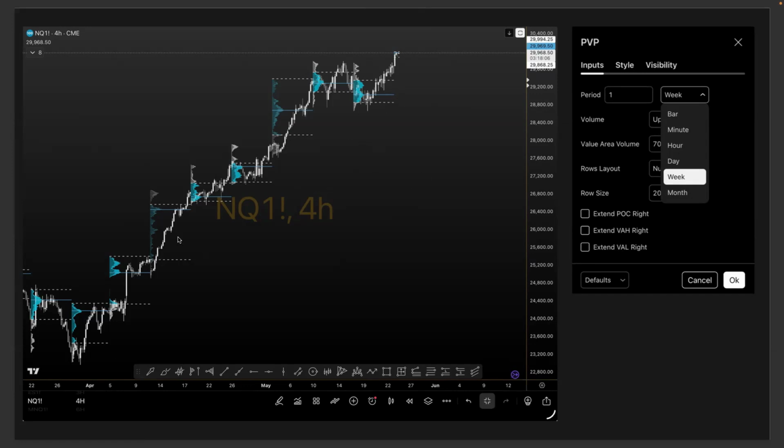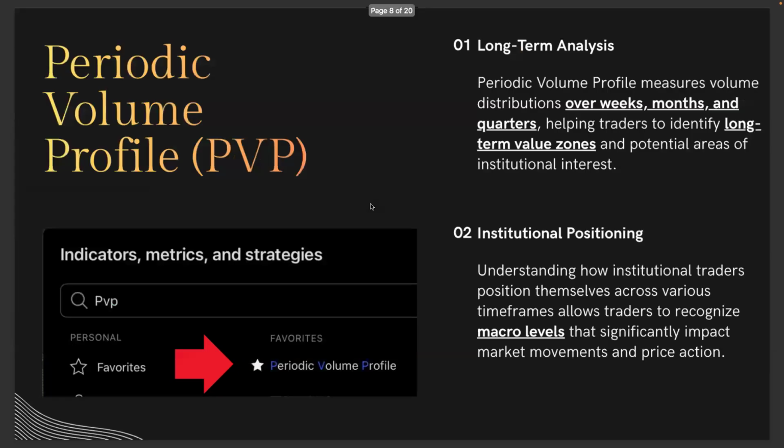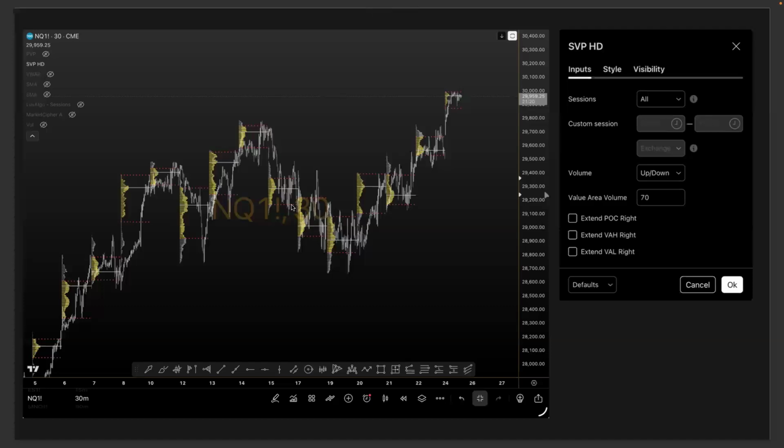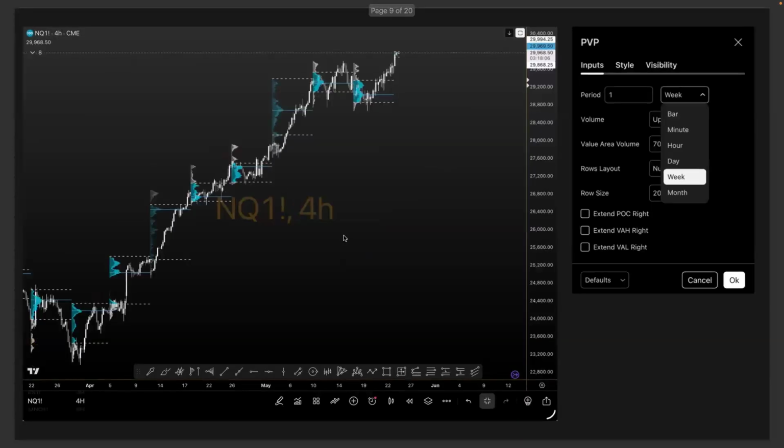As you can see here, this is the same. This is a 4 hour time frame. Here it was 30 minutes on SVP, so this was the daily volume profiles. Here it's the 4 hour, and this marks the whole week. And you can see here, for example, this weekly point of control 2 weeks after it acted as a support and the price bounced up.